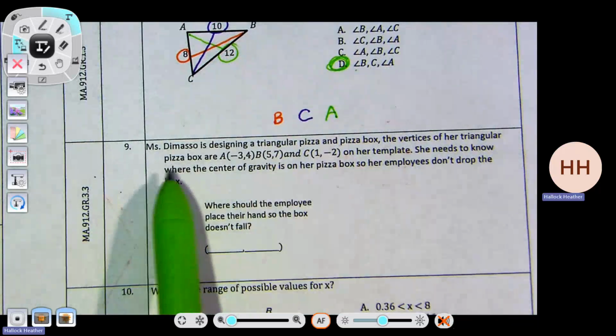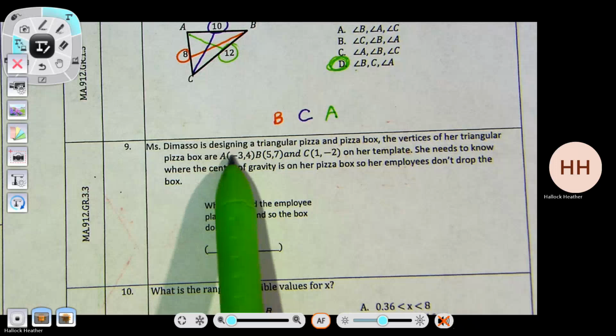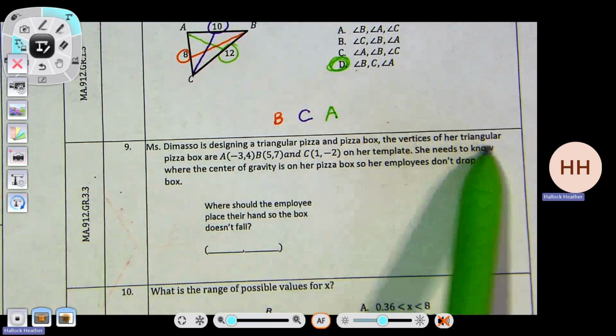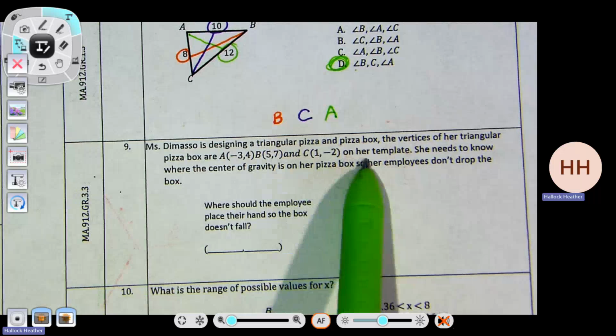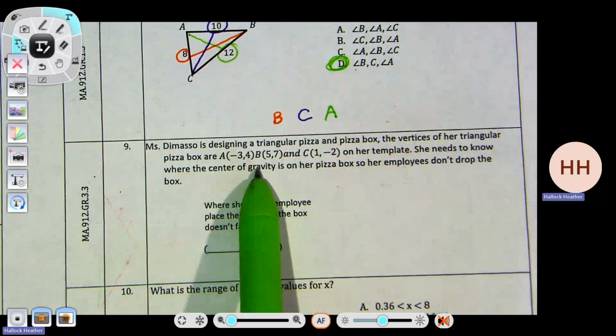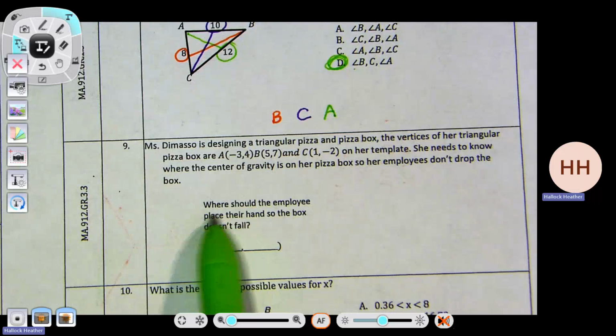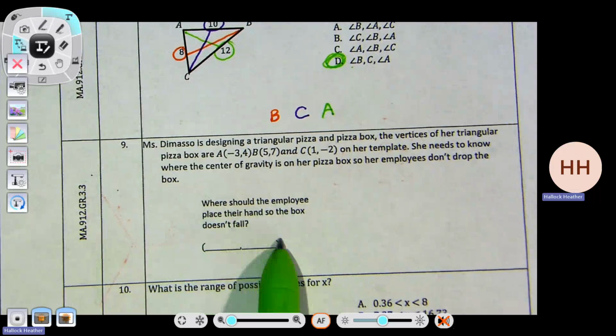Number 9 says, Ms. DeMasso is designing a triangular pizza and a pizza box. The vertices of her triangular pizza box are given on her template. She needs to know where the center of gravity is on her pizza box so her employees don't drop the box. Where should the employee place their hand so the box doesn't fall?